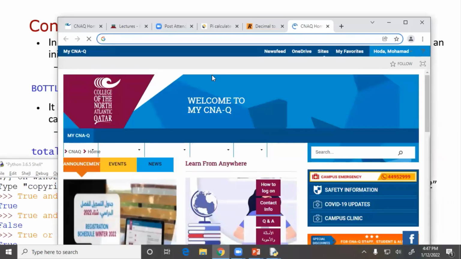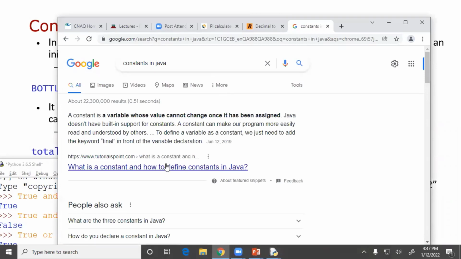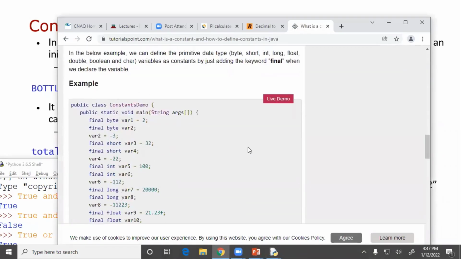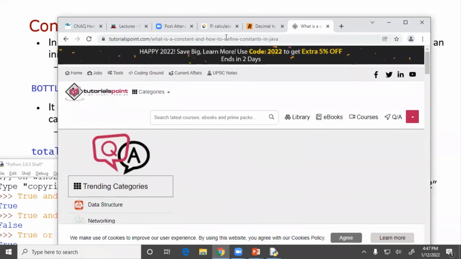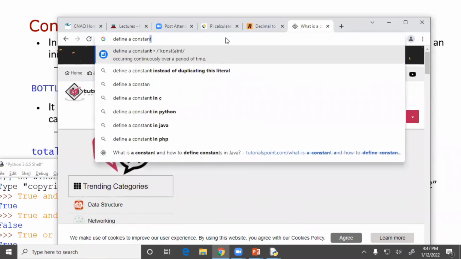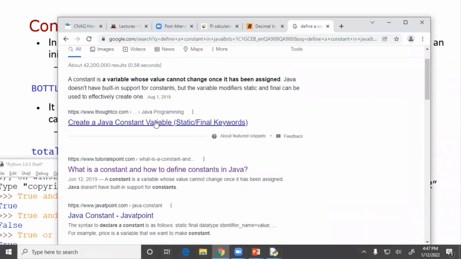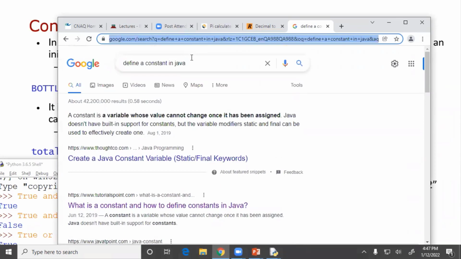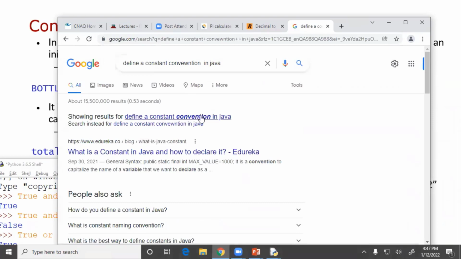For example, constants in Java, for example. I don't want to define by, I mean define constant convention. Convention.